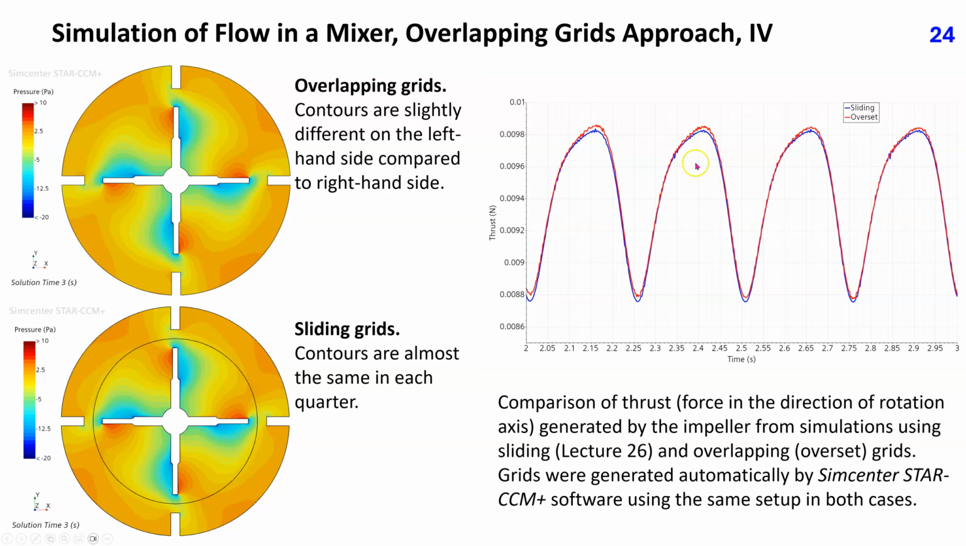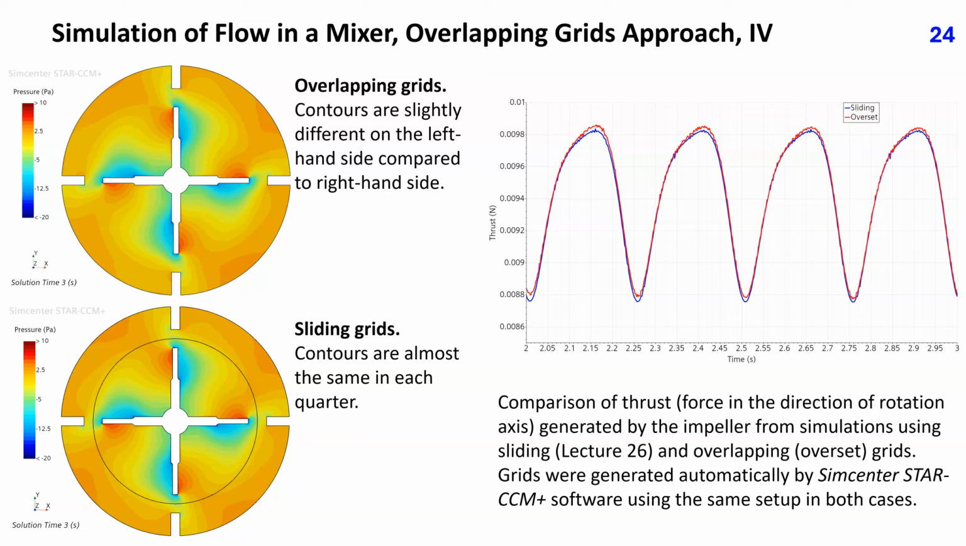This diagram shows the comparison of thrust, that is, force in the direction of the rotation axis, generated by the impeller from simulations using sliding and overlapping or offset grids. Grids were generated automatically by Simcenter STAR-CCM+ software using the same setup in both cases. See slide 21 from this presentation and slide 26 from lecture 26 for a direct comparison.